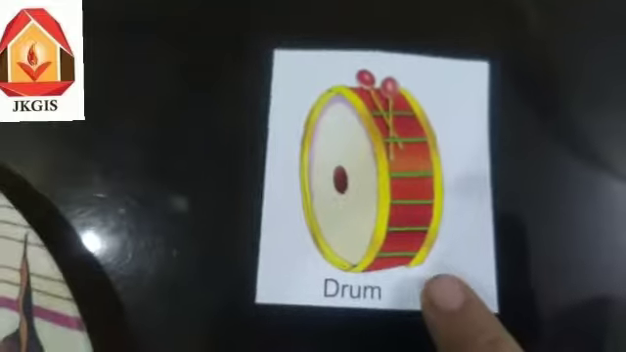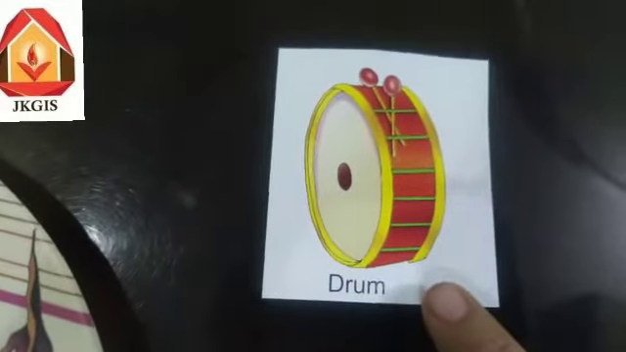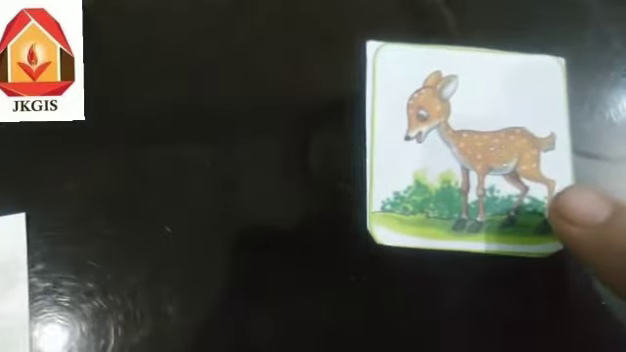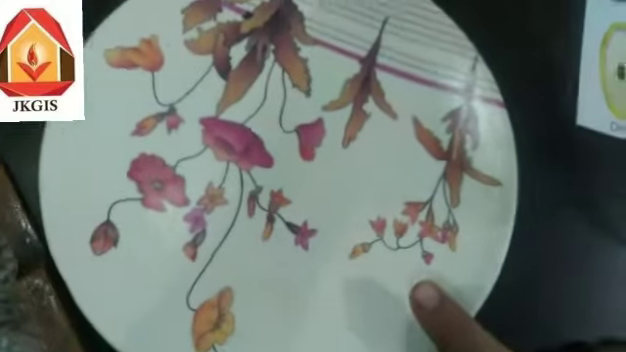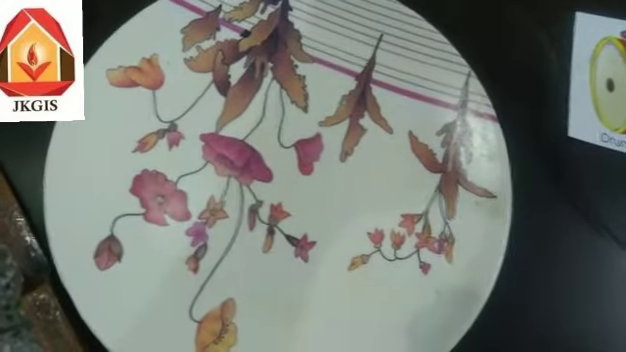D, D, dice. Oh, this is drum. D, D, drum. Deer. D, D, deer. And this is dish. D, D, dish.